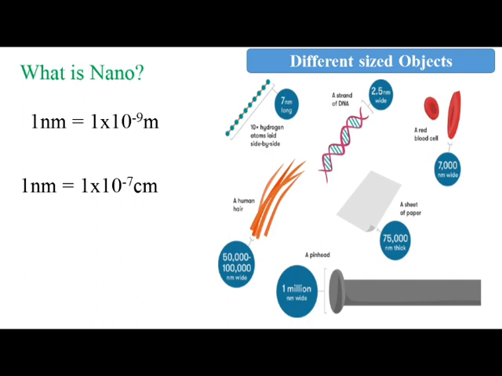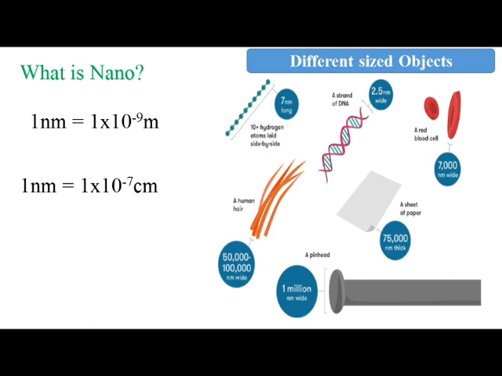To have an idea how small a nanomaterial is, here I have shown some objects. You can see here the double DNA strand, then red blood cells, then a paper sheet, human hairs, then you can see the hydrogen atoms, they are sitting in a single line.